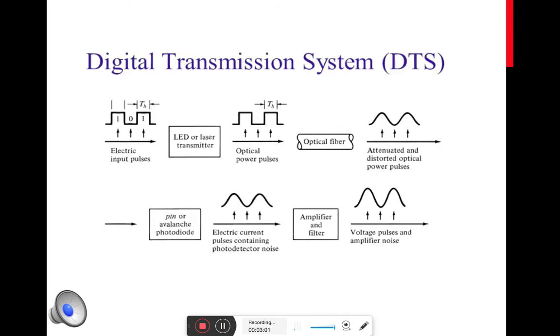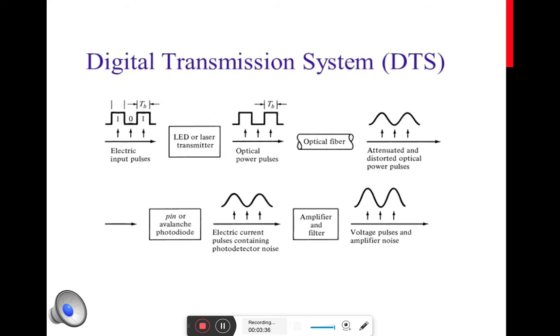So we have the electric input pulses that are given to the LED or the laser transmitter. The LED or the laser transmitter can modulate these electric pulses, which are binary input, toggling between the values of 1 and 0. This can be internally modulated or externally modulated. Some transmitters modulate internally, so this can be modulated and converted to an optical signal, and that is transmitted through an optical fiber. Similarly, at the receiver, it is detected by a photodiode.